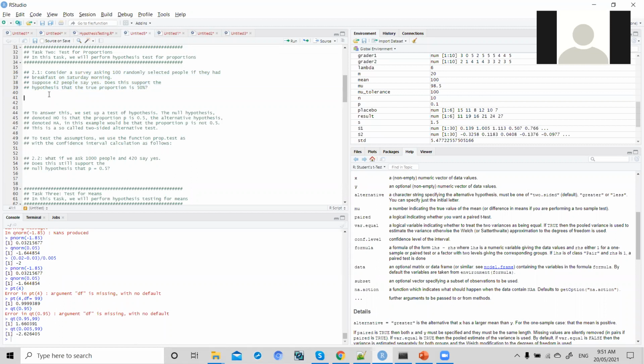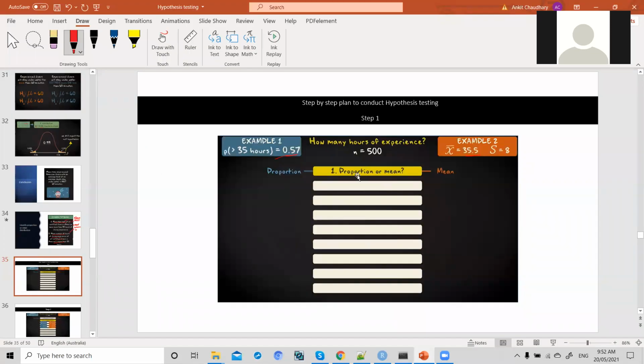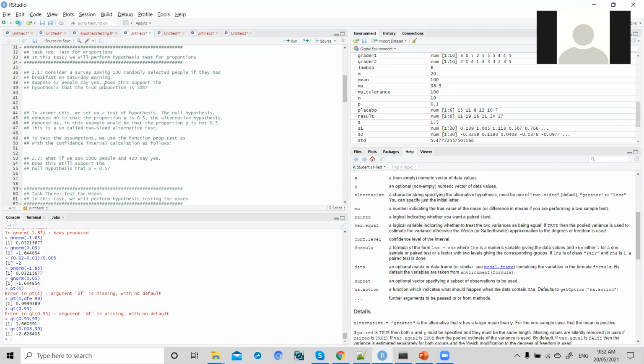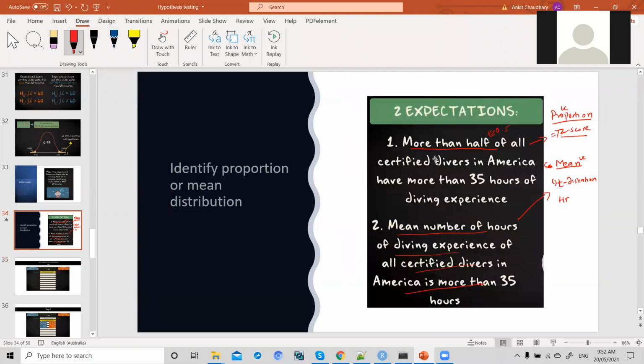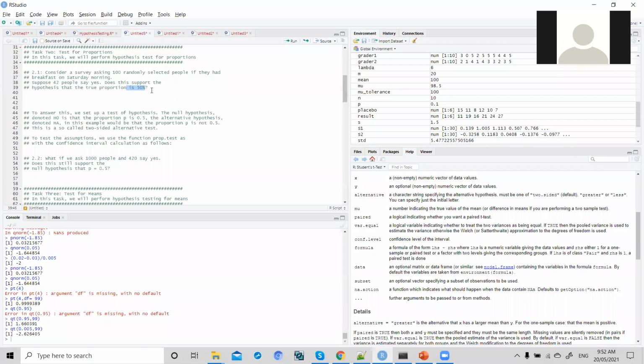How? Because it's saying the true proportion is 50%, because we took the sample of 100 people randomly. So it says the true proportion is 50%. This means this is a proportion, right? Not sample. If my question was something like the mean population of an hour of driving, if the mean is given, then that is mean. If it is given in proportion, like half or quarter or 50%, 20%, then that is proportion.